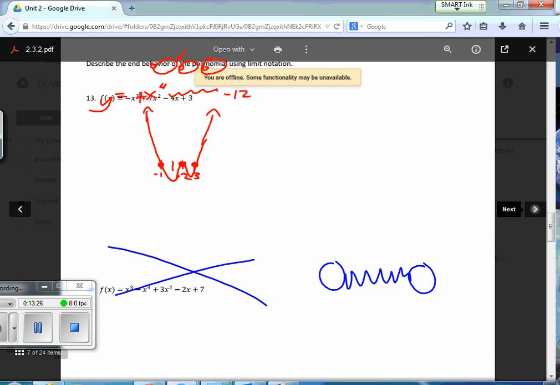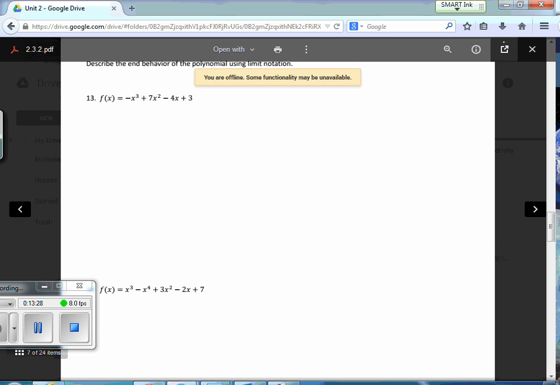This limit notation thing I want to cover with you today. We didn't really talk much about that at all yesterday. So let's all do this one together. Please get to number 13 right now. This is an important skill.